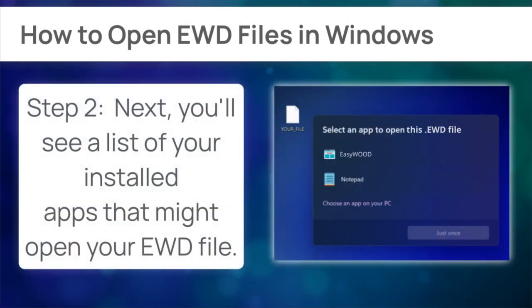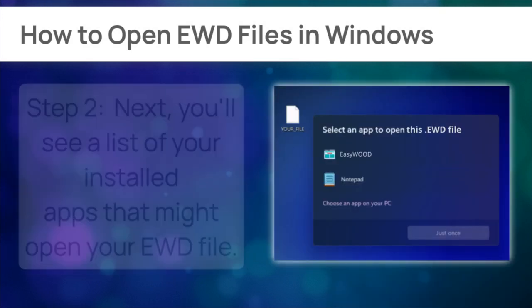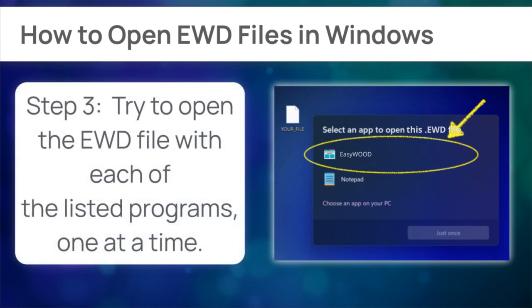Right-click the EWD file and click Open With. Test EasyWOOD if present. If it is unavailable, select another program. We need to check every option.